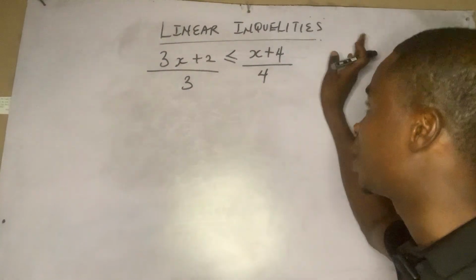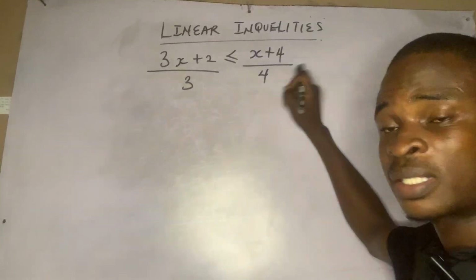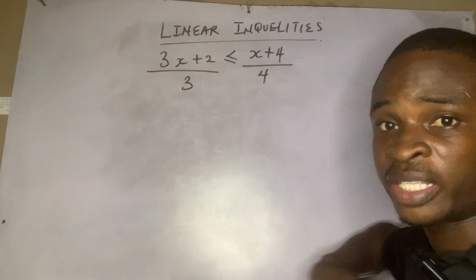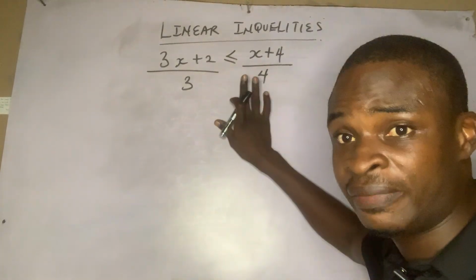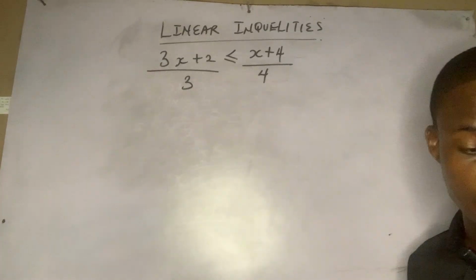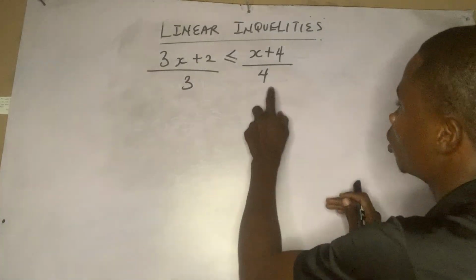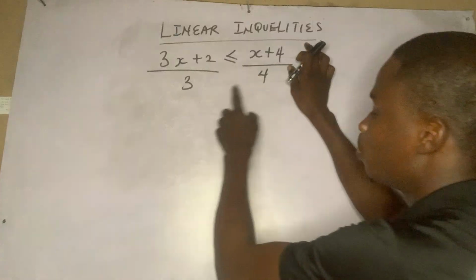So I want to teach you linear inequalities in a fractional format. Imagine you have a question like this. I usually tell my students, don't touch the sign, leave the sign like that. Now, what you have to do is cross multiply, all right? This will multiply this, and this will multiply this.